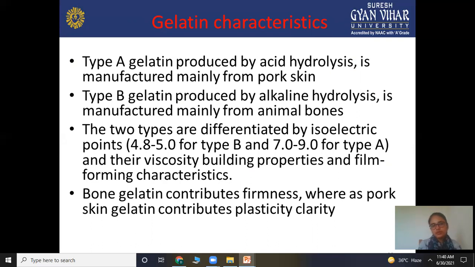The two types are differentiated by isoelectric point: 4.8 to 5 for type B, and 7 to 9 for type A. The isoelectric point changes for both A and B, and their viscosity, bloom property, and film forming characteristics also change. Next, bone gelatin contributes firmness, whereas pork skin gelatin contributes plasticity and clarity. Means if you are preparing gelatin from bone, type B contributes firmness, and when you prepare with pork skin, type A, the gelatin will have specific plasticity and clarity in the gelatin solution.